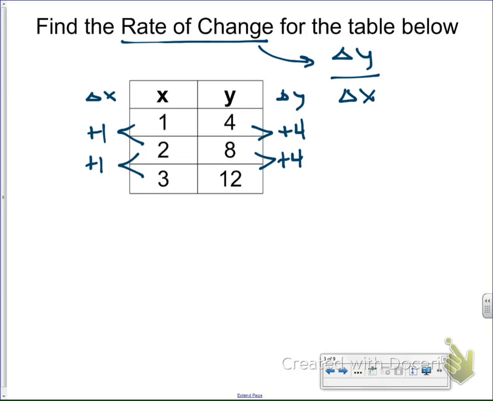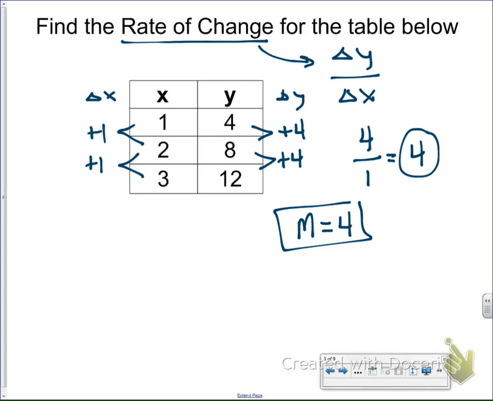I can then come over to the side and plug that into my formula. I take my delta y and divide it by my delta x, which is 1, and I have a slope of 4. My rate of change is 4, so my slope is 4. So I can say that m equals 4, because m is the variable we use for our slope. And that's as simple as it is.